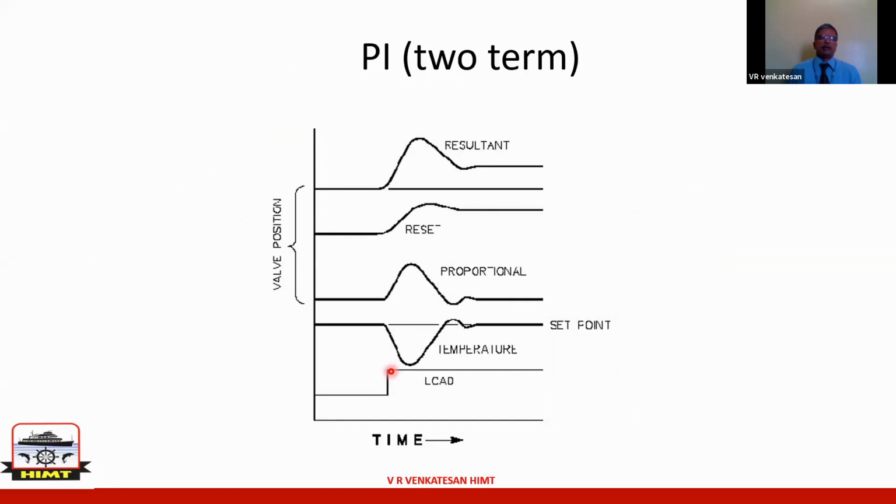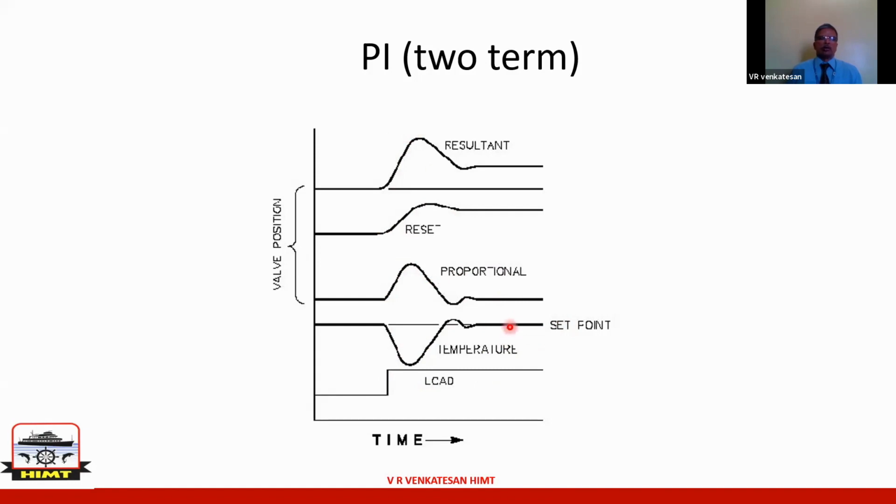Once again, same way, load is increasing, level is dropping. Proportional control gives this much output. Integral control gives this much output. And the resultant is here. Now you can see, this is one more useful graph. Load is increased. What is the offset here? Here the level dropped or temperature dropped. Is there any offset now here? No, zero offset. It is again reached.